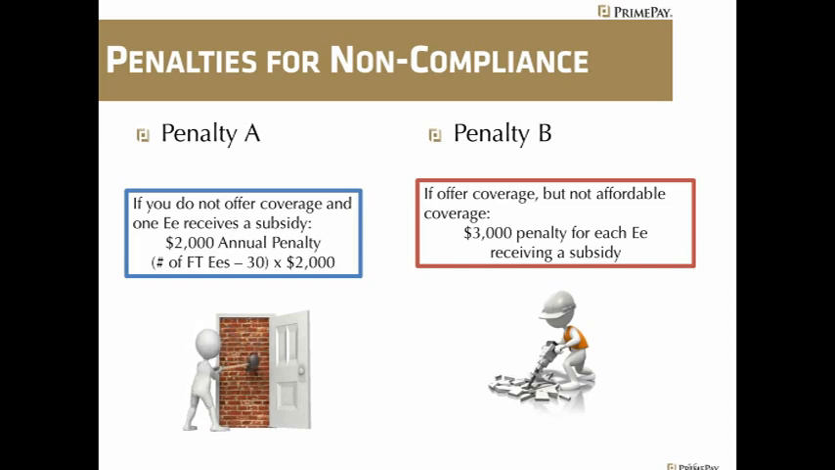So understand this, the IRS will absolutely go through the verification process of an employee that goes on to healthcare.gov, goes on to the exchange, and receives a subsidy. And they're going to see whether they are employed, they have an employer. Okay, well, they received a subsidy. Now, employer, prove to me that you do not deserve a penalty because of either not offering coverage or not offering affordable coverage.